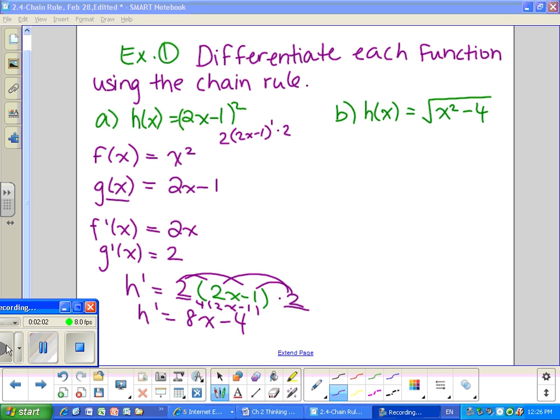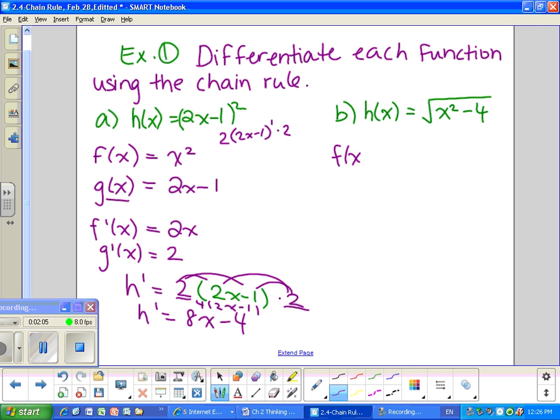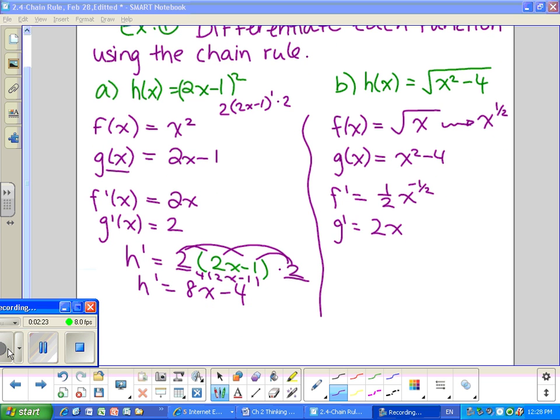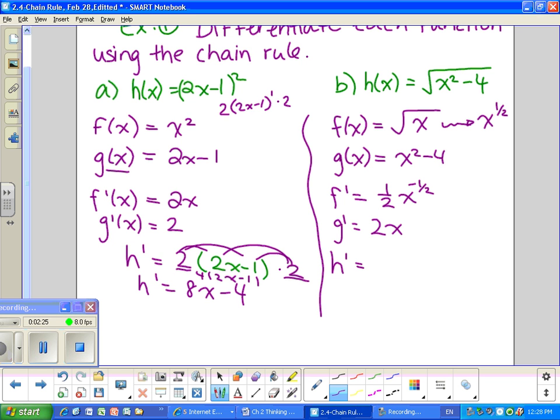So let's see, what's our f of x here? Perfect. And our g of x? What is it? Perfect. But this one, we don't write like that when we're doing derivatives, because we can't use the power. It's to the power of 1/2. Now that we have our derivatives, we have to find our h prime, which is, we take our f prime, 1/2 to the negative 1/2, but our g of x still has to be in there.